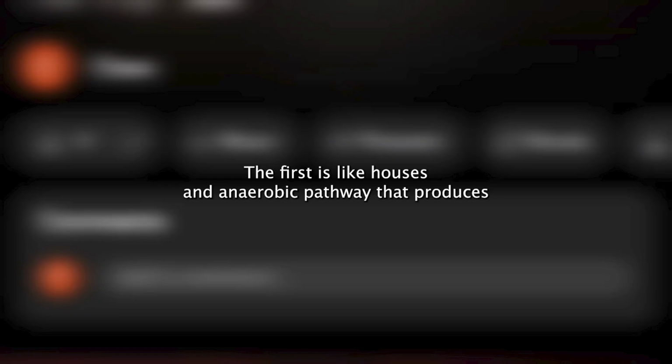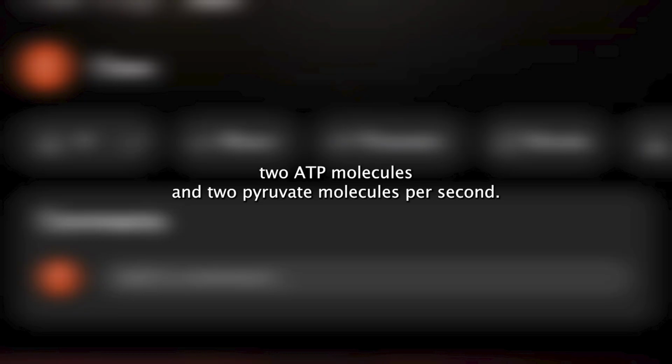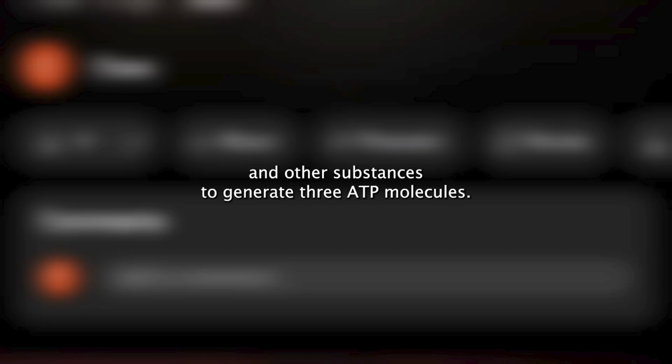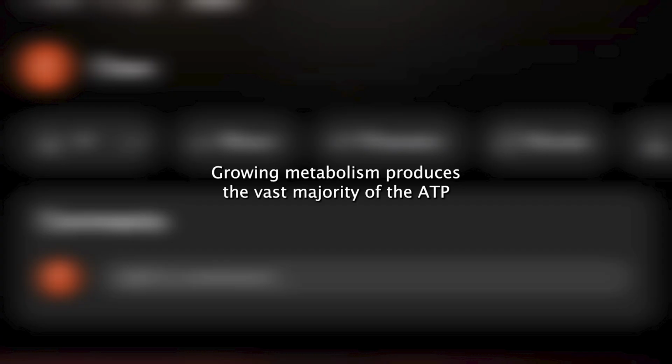In summary, ATP is produced by 2 processes. The first is glycolysis, an anaerobic pathway that produces 2 ATP molecules and 2 pyruvate molecules per glucose molecule. The second is aerobic metabolism, in which mitochondria absorb pyruvate, oxygen, and other substances to generate 30 ATP molecules. Aerobic metabolism produces the vast majority of the ATP we need at rest and during moderate activity.